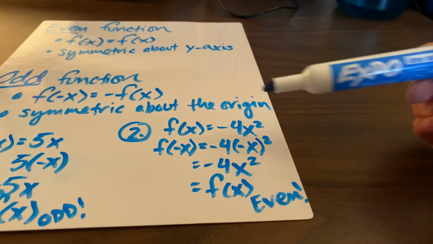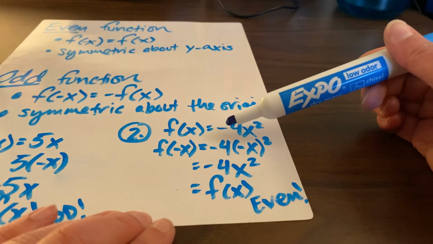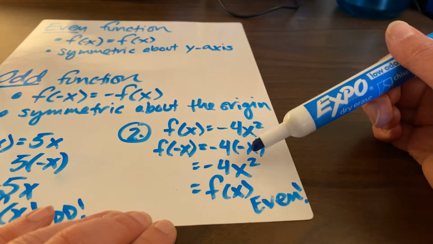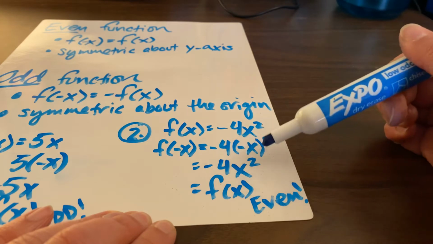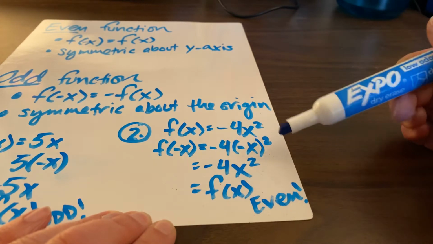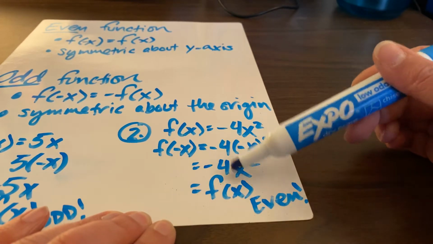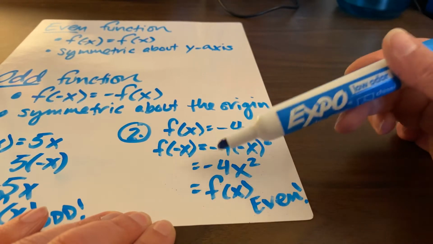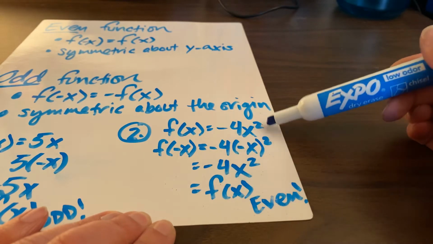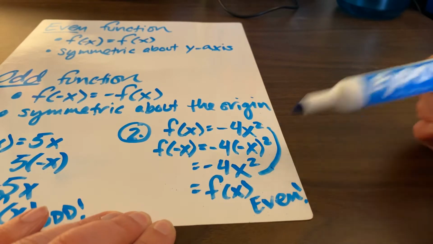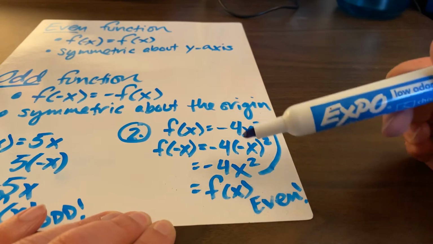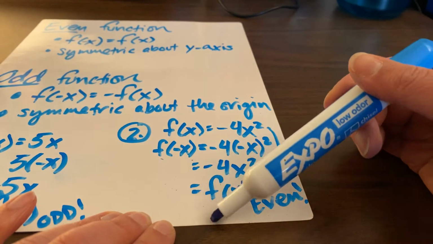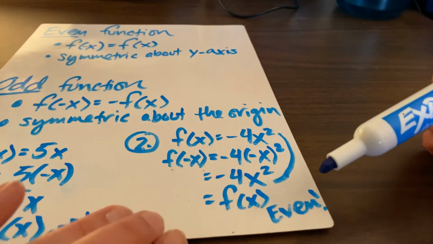Let's consider this one here. f of x equals negative 4x squared. If we plug in a negative x for x, and then we square it, when we square a negative number, we get a positive number. So this becomes a positive, but this negative 4 is still negative. So it's negative 4x squared, which is what we originally started with. That's the same thing, and so it's equal to f of x. And so because f of negative x equals f of x, it is an even function.